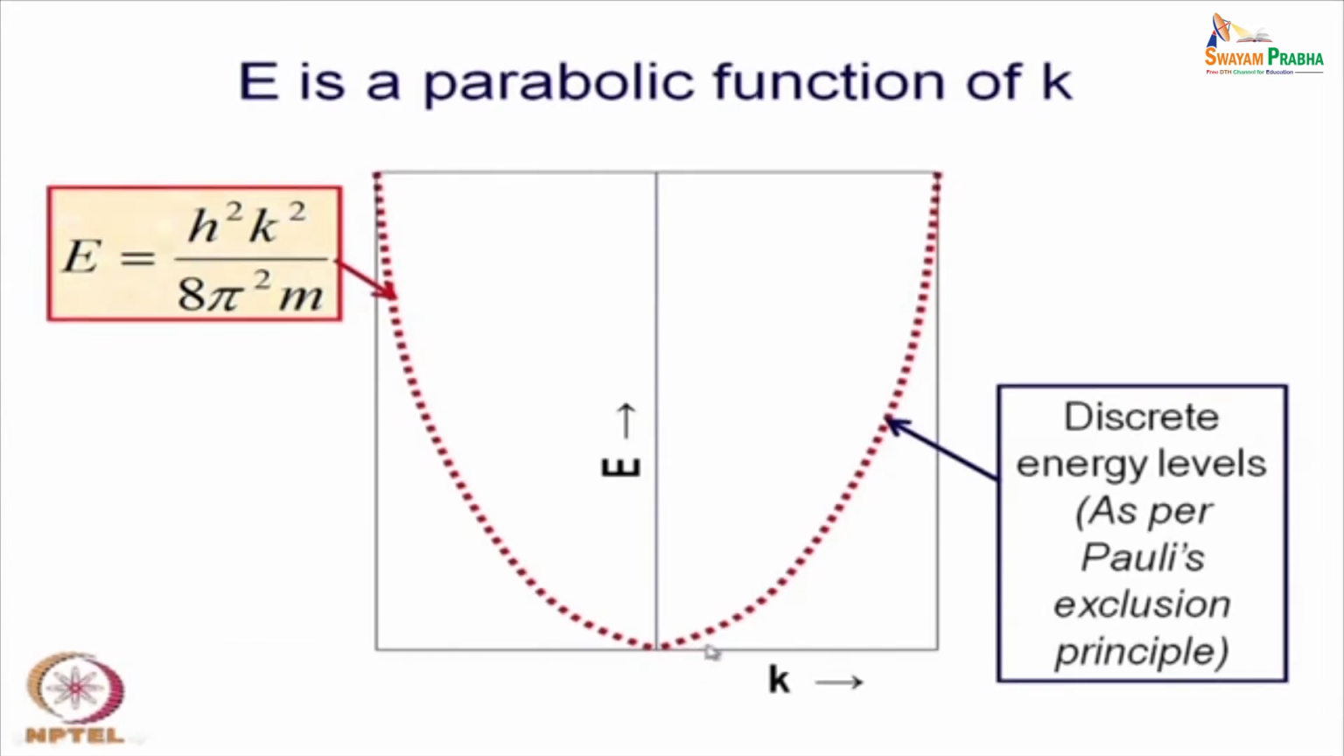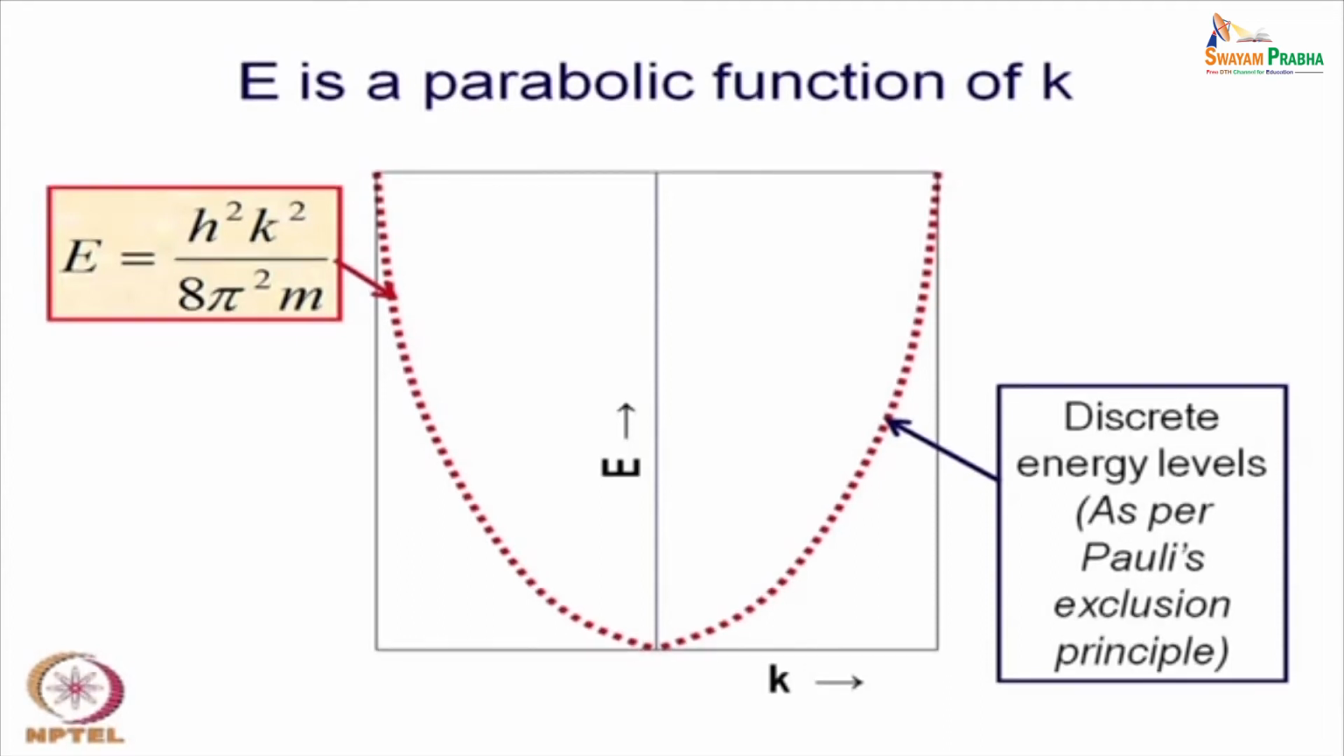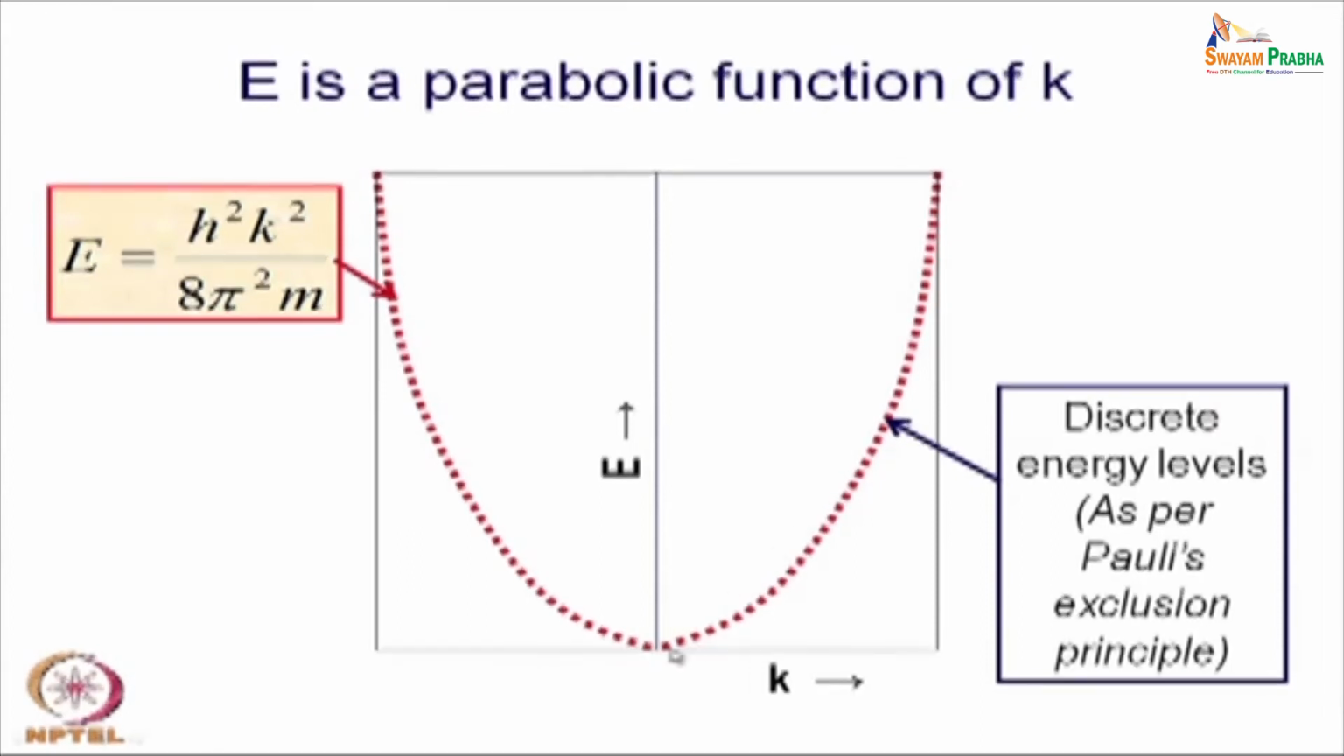So, each of these electrons, depending on their quantum mechanical numbers, has discrete energy levels; they are not a continuous energy line. That is another important aspect of this curve, the E-k curve.